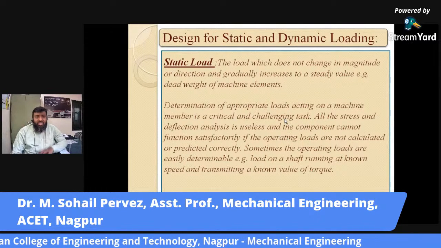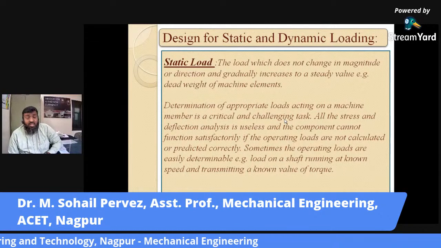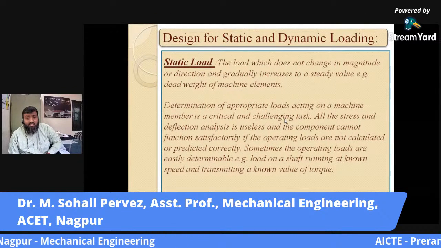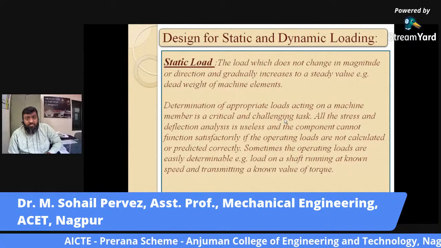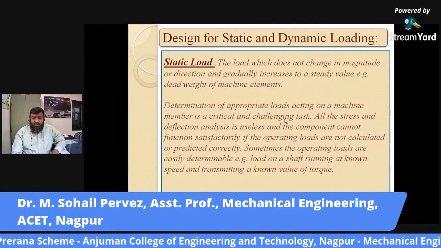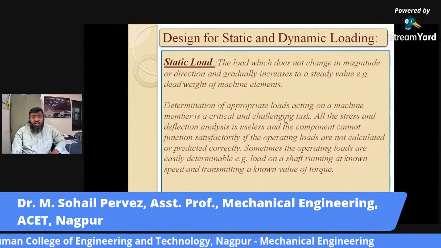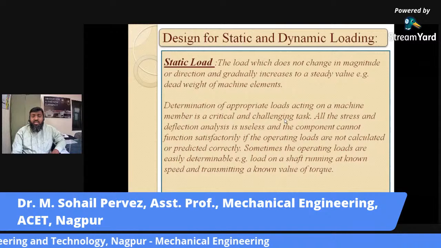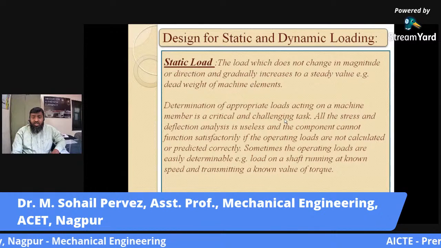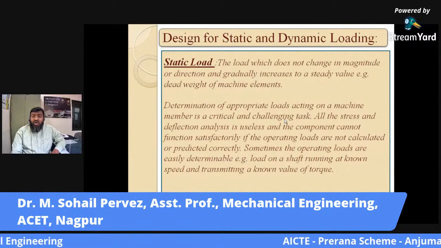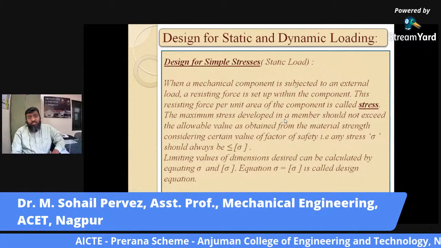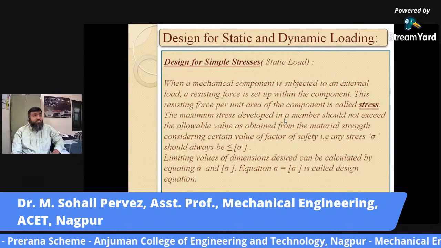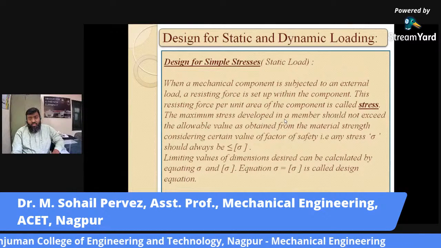So determination of load on our component is again a very difficult and important task. That's why we have classified our studies based on static and dynamic loading. Now I have put in an example of a shaft running at known speed and transmitting known torque. Based on this torque and speed, we can calculate the operating load acting on that particular shaft. Now, design for simple stress, that is static load.